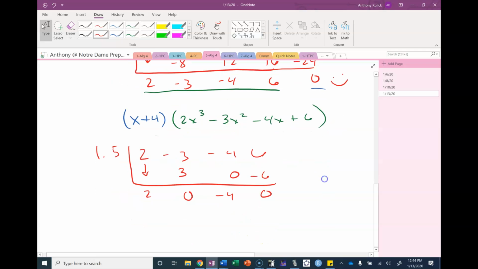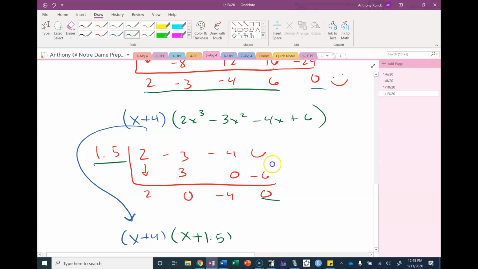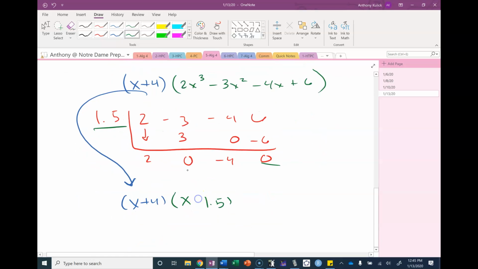So that did work. So I still have the x plus 4. Because 1.5 gives me a 0 remainder, I have x minus 1.5. Oops, sorry, minus 1.5. And then this stuff gives me 2x squared minus 4.